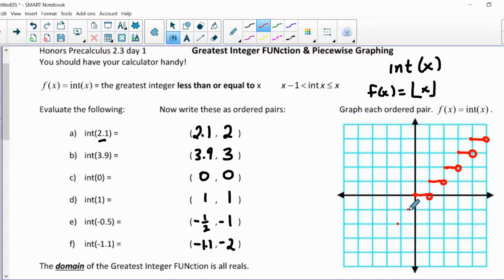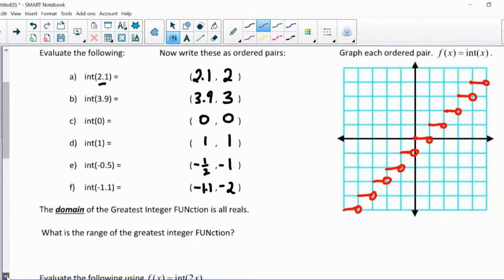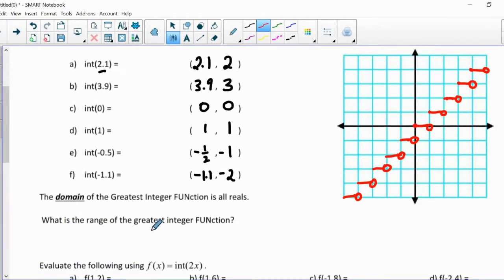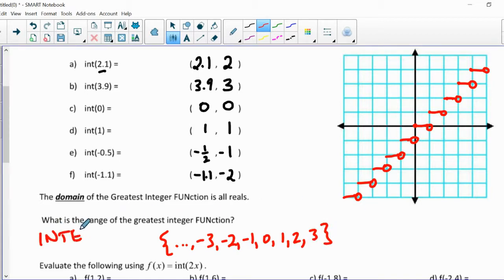So this is how the greatest integer function is graphed. That should be an open circle, open circle, open circle, open circle. And so this is the greatest integer function. The domain of the greatest integer function is all real numbers. The range of the greatest integer function is just the integers. So negative 3, negative 2, negative 1, 0, 1, 2, 3, and that should be a dot, dot, dot after that. So it's the integers.